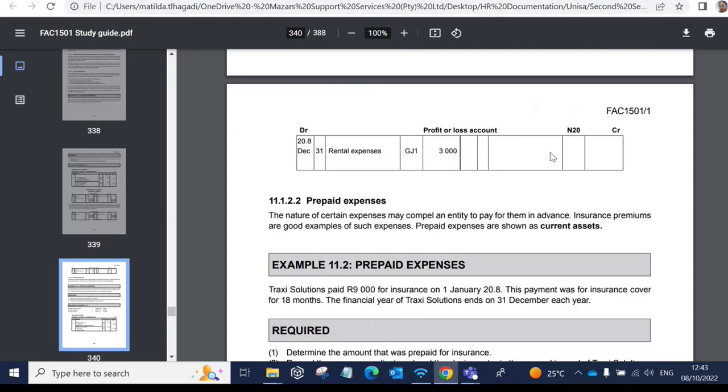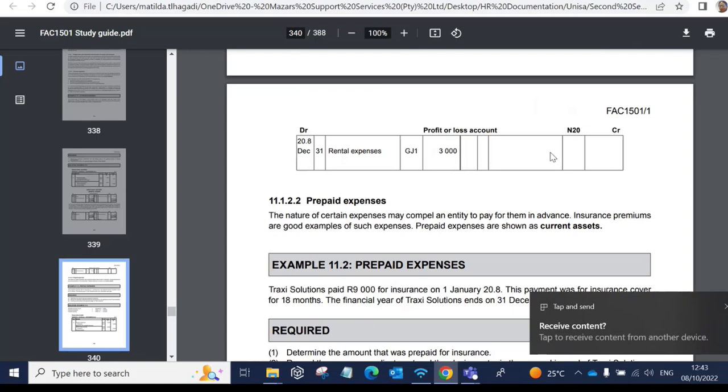Estimating from January, so 500 times 12. So 6,000 was used, out of the whole 9,000. 9,000 less 6,000 is 3,000. So you're saying 3,000 is a prepayment, for the next year. Okay, let's do it next year.